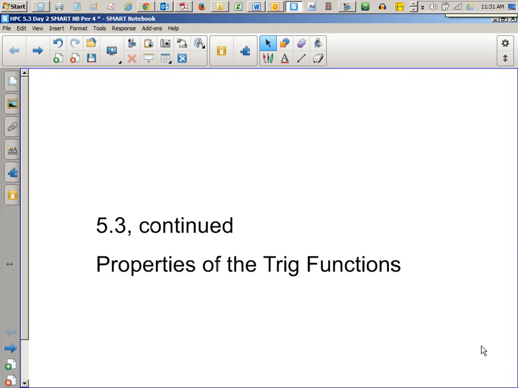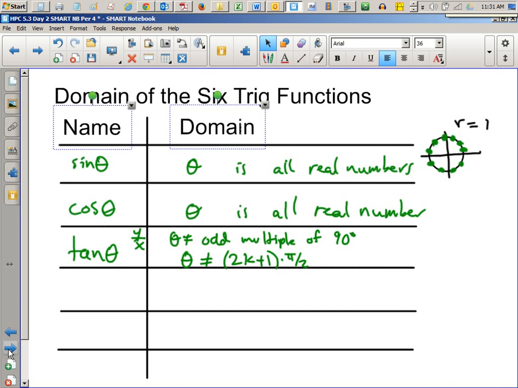Okay, so yesterday we started on 5.3. Today we continue that. This is where we got to yesterday.